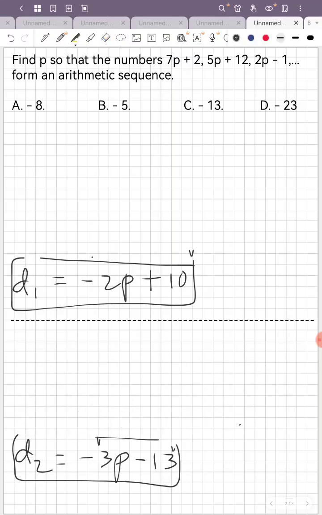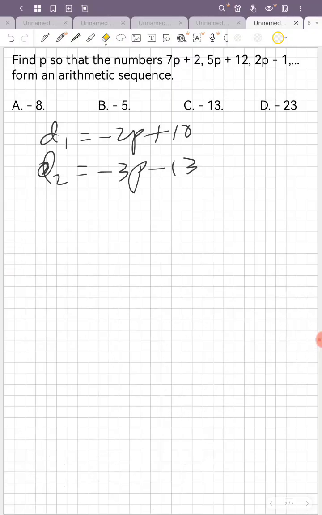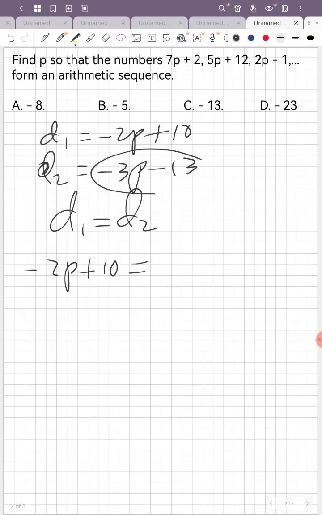Okay. So we have d sub 1 is equal to negative 2p plus 10, and d sub 2 is equal to negative 3p minus 13. So we will now use the reflexive property, where since this is an arithmetic sequence, it's safe to assume that d sub 1 and d sub 2 are equal. So we have d sub 1 is equal to d sub 2. Then replace d sub 1 with negative 2p plus 10.